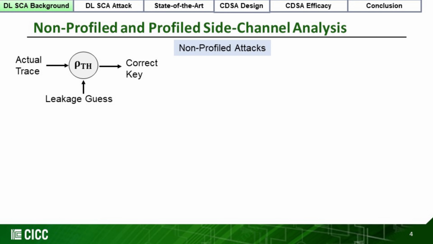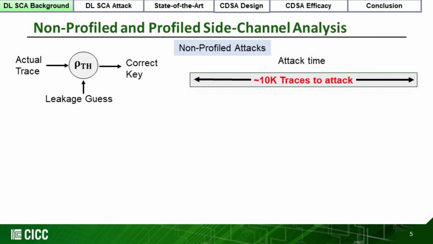This slide shows the different types of side channel analysis attacks. In the case of non-profiled side channel analysis, a direct attack is performed on the target device by correlating the actual trace with a Hamming weight or a Hamming distance leakage model. And the attack requires thousands of traces against an efficient hardware implementation.